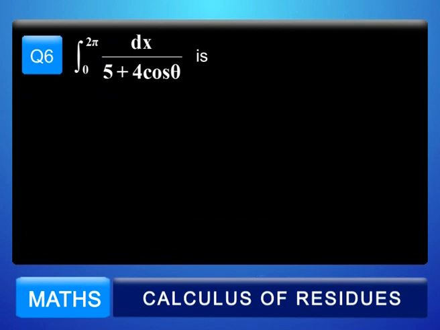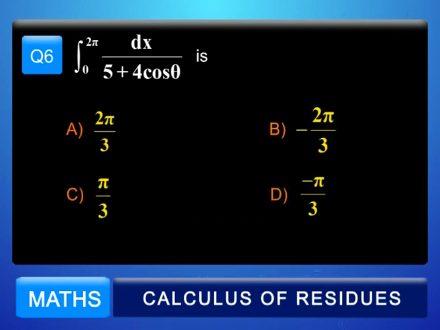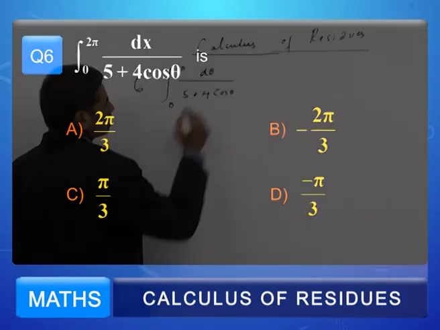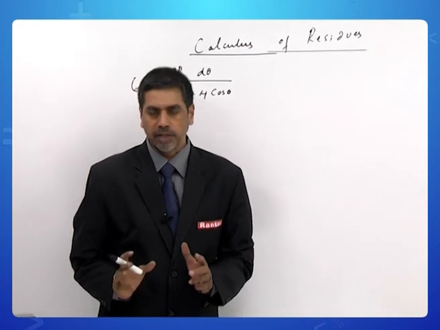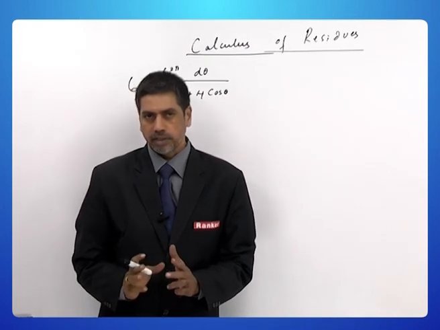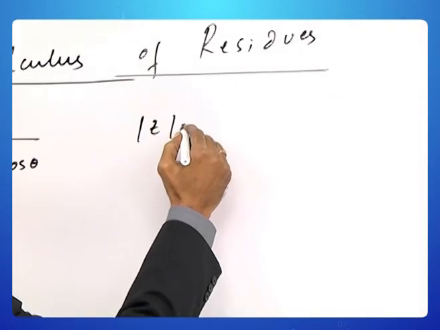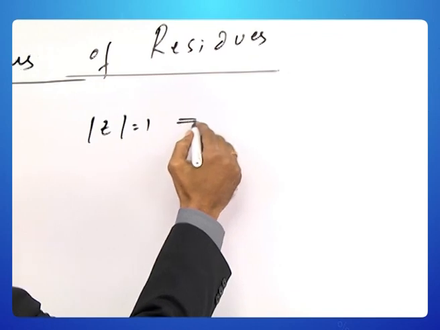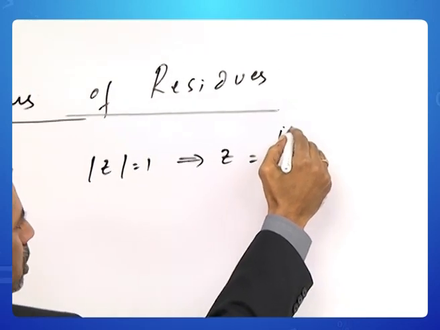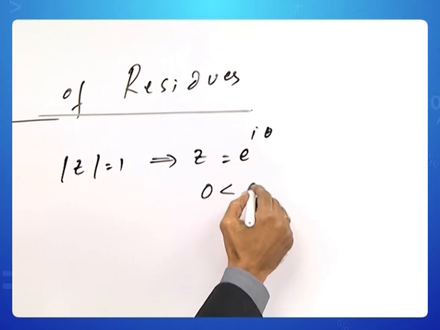Question number 6. Now we are trying to take up 3 examples related to evaluation of real integrals, but using the contour integral technique. What is the output of the integral from 0 to 2 pi d theta by 5 plus 4 cos theta? For all integrals of this type, the sin theta cos theta type, the contour is mod z equal to 1. Mod z equal to 1 implies z is equal to e power i theta, and the parameter range is 0 to 2 pi.